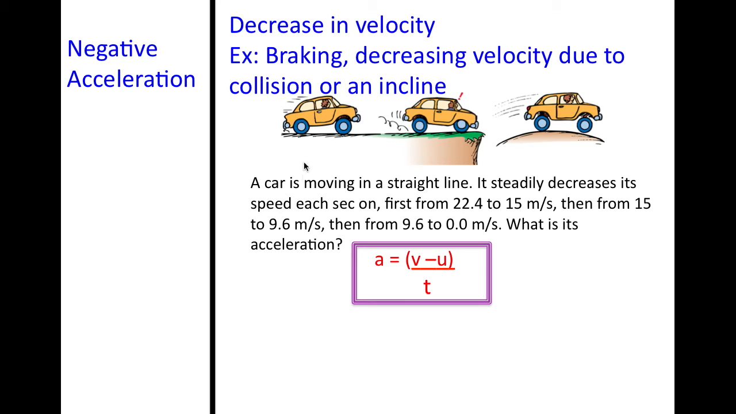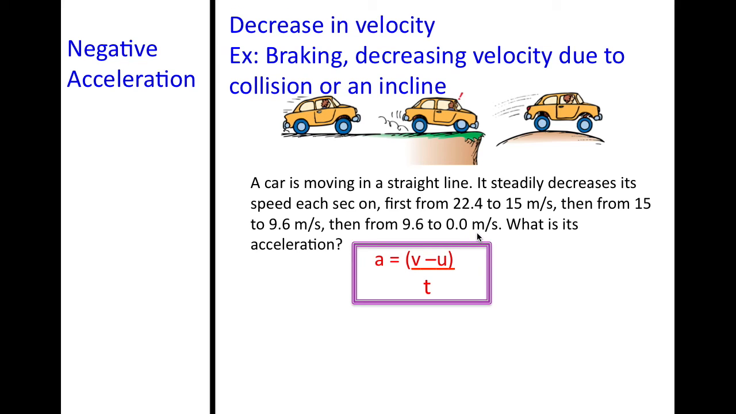For negative acceleration, this is going to happen with any decrease in velocity. So if you brake in the car, or if there's a decrease due to a collision or an incline, maybe that's slowing down your velocity. So for example, if a car is moving in a straight line, but has a steady decrease each second. So first from 22.4 to 15 meters per second, then from 15 to 9.6 meters per second, then from 9.6 to 0 meters per second.